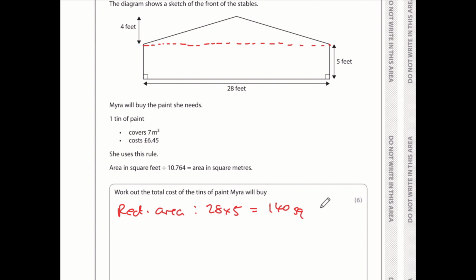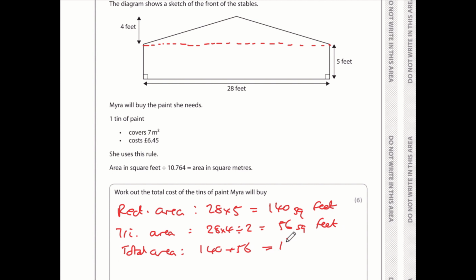Remember that that is square feet, not square meters. And the triangle area, remember that's the base times the height, so 28 times by 4 divided by 2, and that is 56 square feet. So the total area is 140 plus 56, which is 196 square feet.